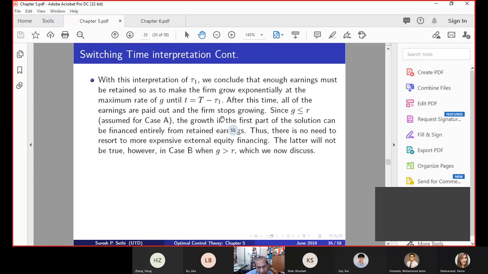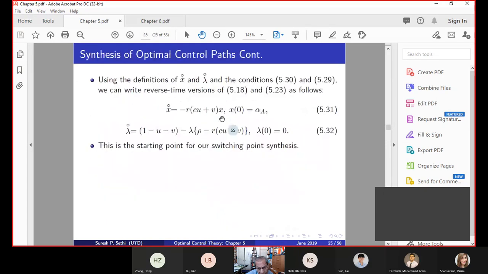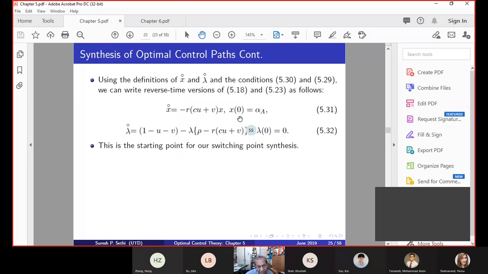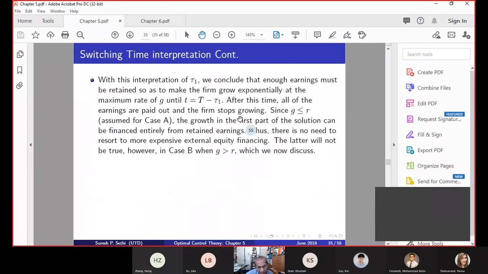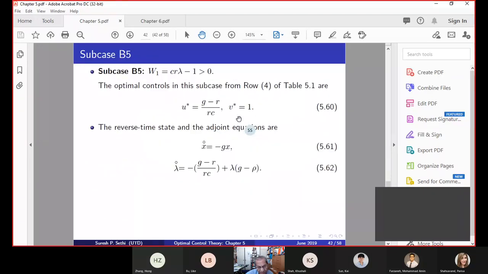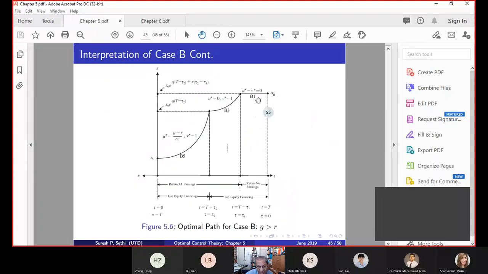If you go back to the table, you will see the indifference point right here. That's B4. We'll see that B4 will only be at one point, when W1 equals zero. And then we move to B5. So the analysis will tell us that at tau 1 we will switch to B3, just for one moment in time, then go to B3, then we go to B4 for one moment in time, and then B5, and then B5 can continue forever.